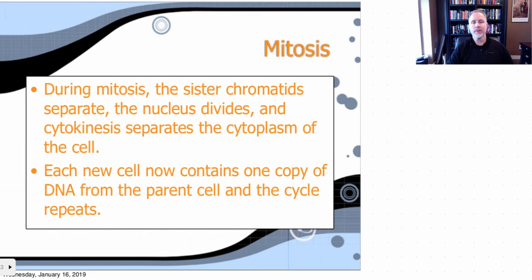Okay, and during mitosis, what happens is you've got some sister chromatids, and these things are going to separate. The nucleus is going to divide, and then what happens is cytokinesis. That's kind of the division of the cell. That's going to split the cytoplasm in two and result in two new genetically identical cells that both contain copies of that original DNA, and then that cycle is going to continue to repeat.